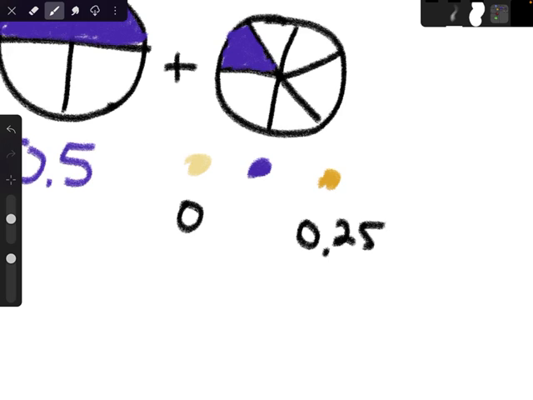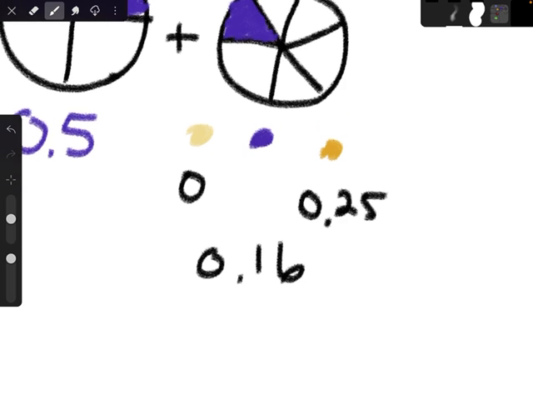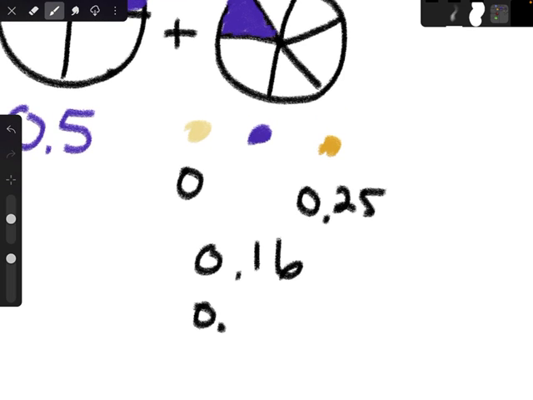You could exactly say that it could be 0.16. It could be 0.20. But whatever it is, it's up to you to decide, right?